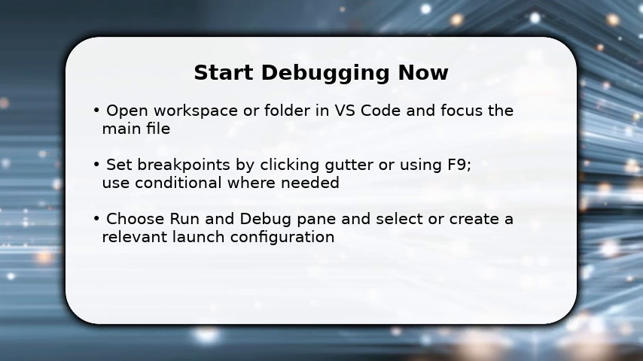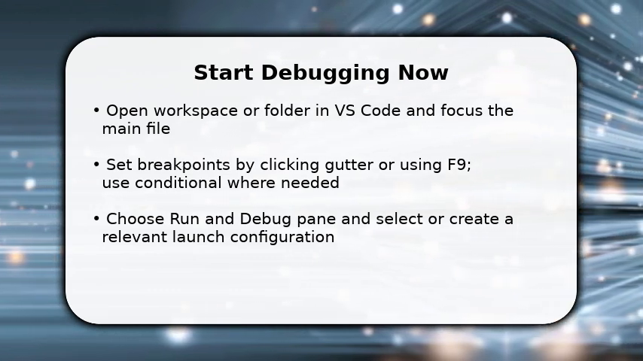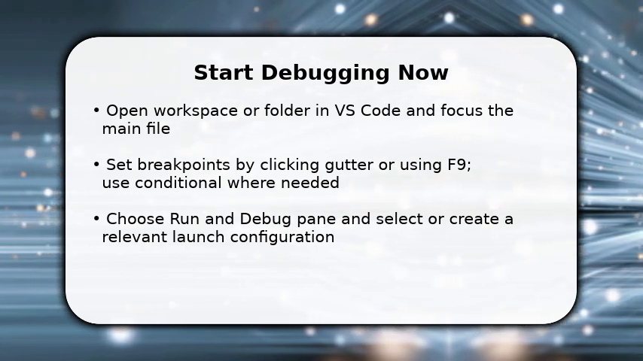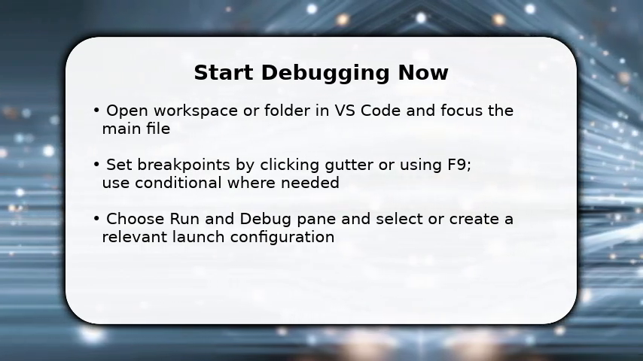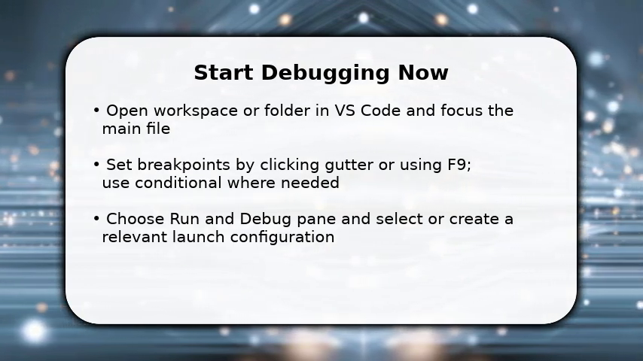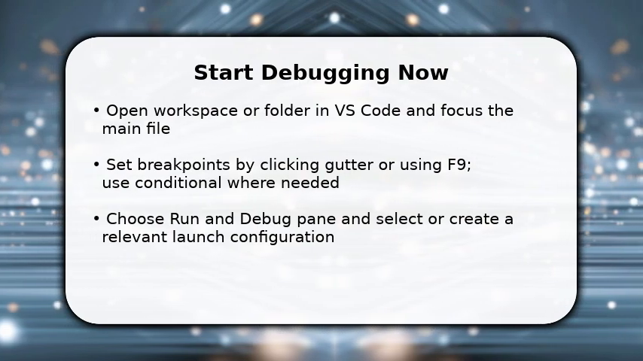Next, open the Run and Debug panel and pick an existing launch configuration or let VS Code generate launch.json. This tells the debugger how to run your program. Make sure the correct runtime and program path are selected before you hit the green play button.